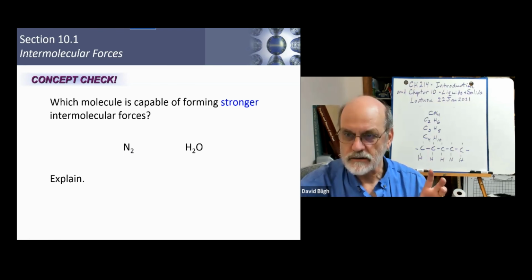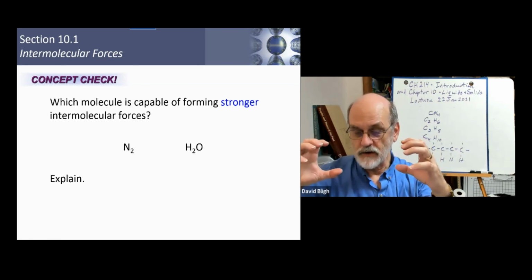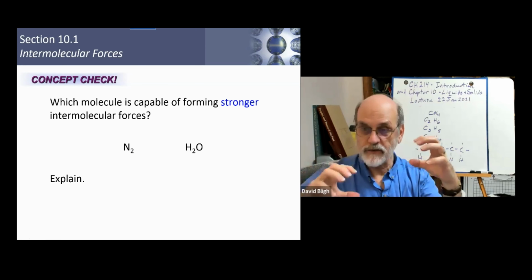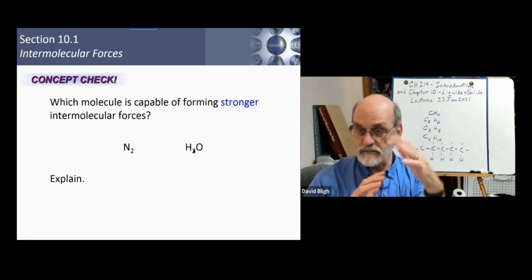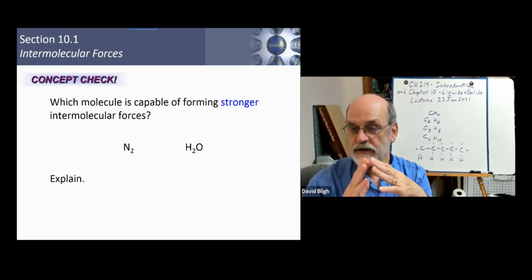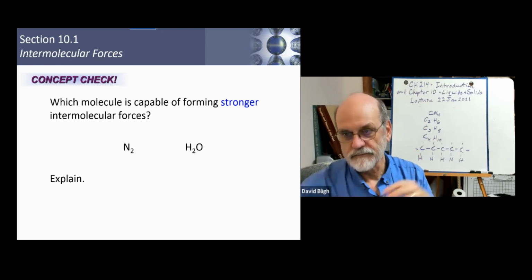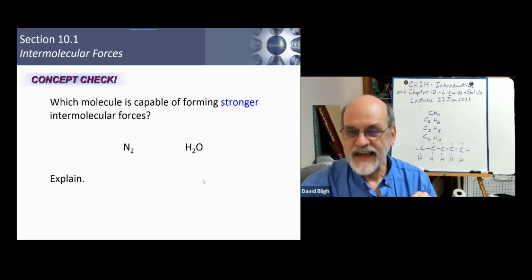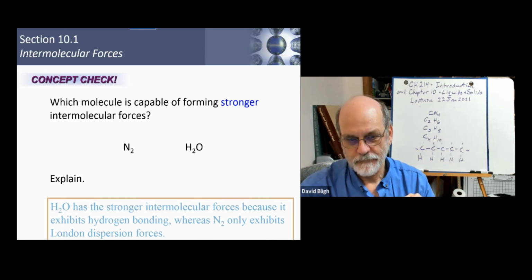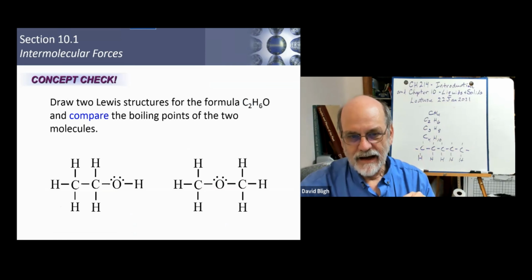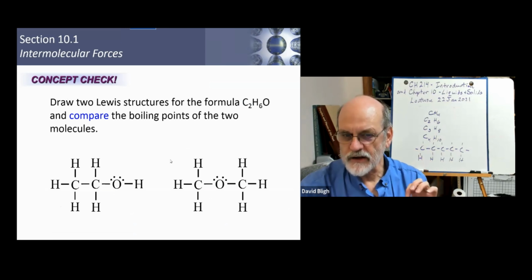Or if you look at the structure, you find that dinitrogen is nonpolar, because there's no uneven distribution of electrons. Nitrogen versus nitrogen, they pull evenly. While water is a bent molecule with different electronegativities. So that works also, but the answer is still the same. Water has the stronger intermolecular forces. The structure of the molecule makes a huge difference also.